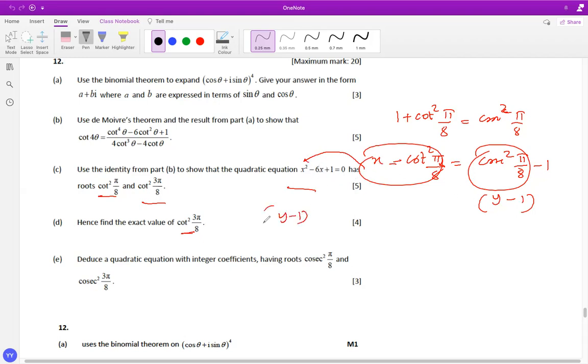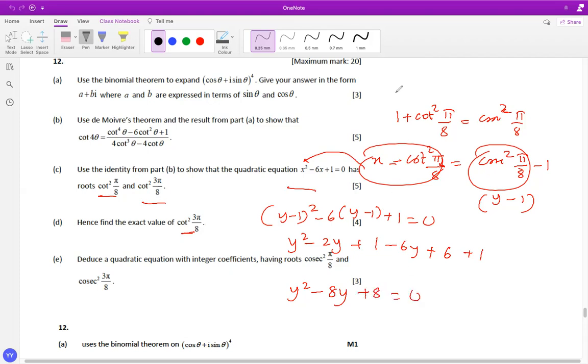So it'll be y minus 1 the whole squared minus 6 times y minus 1 plus 1 equals 0. If you solve this, y squared minus 2y plus 1 minus 6y plus 6 plus 1 equals 0. So y squared minus 8y plus 8 equals 0. So that's going to be the equation with the integer coefficients.